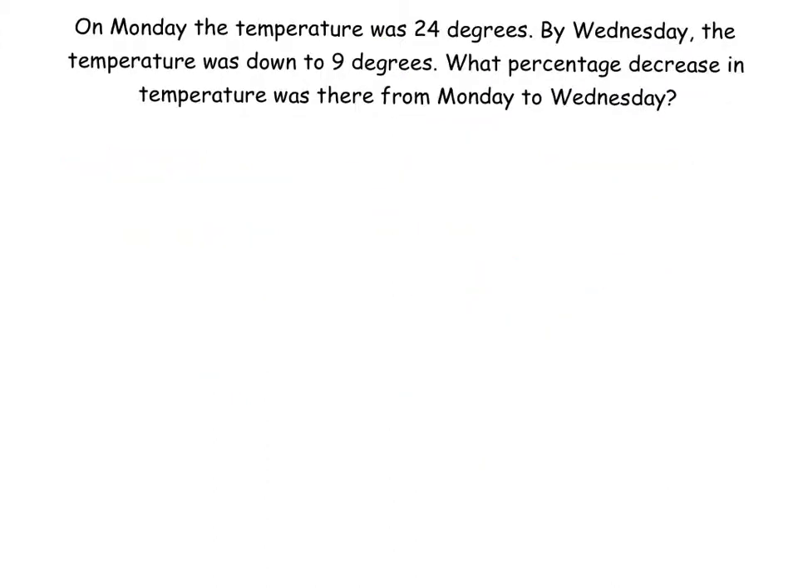Our next example is a little different. So we start with on Monday, the temperature was 24 degrees. And that's going to be the whole, or the initial cost, which is now temperature. By Wednesday, the temperature was down to 9 degrees. So that's the new, or the sale. What percentage decrease in temperature was there from Monday to Wednesday? So we're finding percentage, remember that.